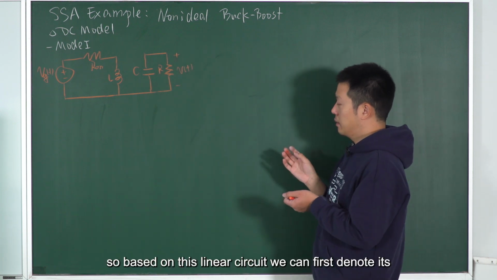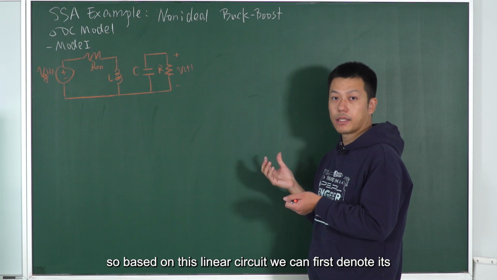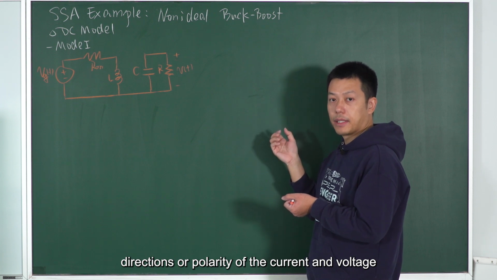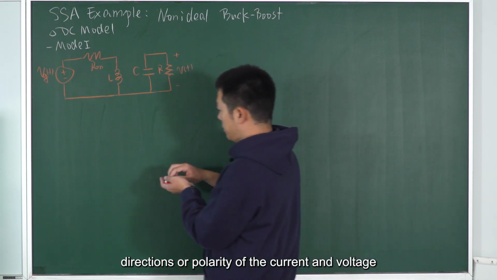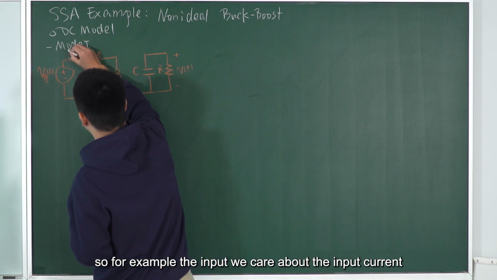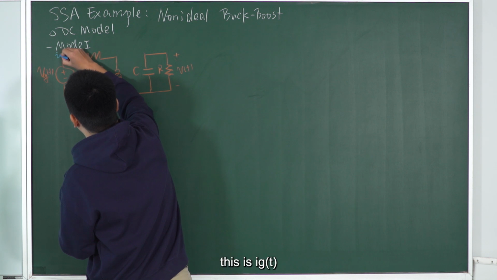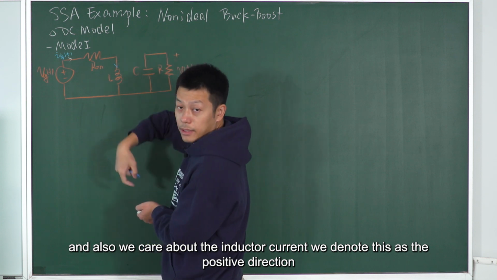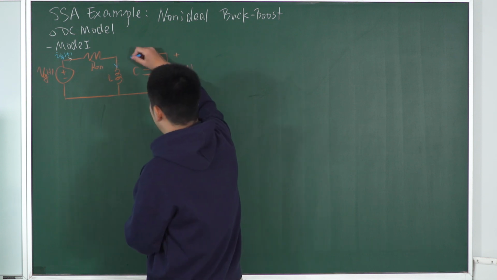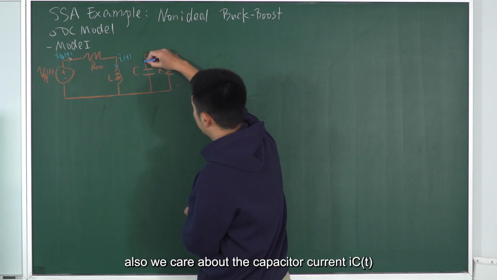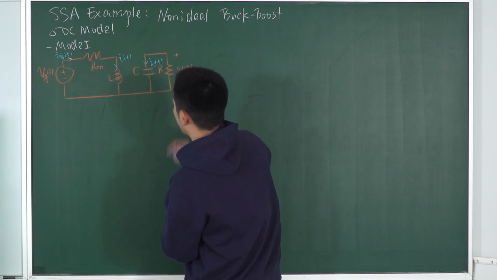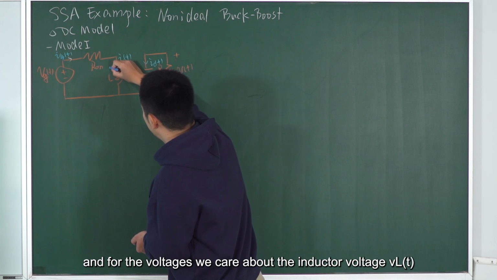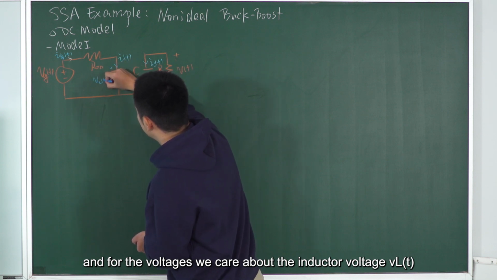Based on this linear circuit, we can first denote the directions or polarity of the current and the voltage. For example, for the input, we care about the input current, this is Ig. And we also care about the inductor current. We denote this positive direction as iL. Also we care about the capacitor current, iC. And for the voltages, we care about the inductor voltage, vL.